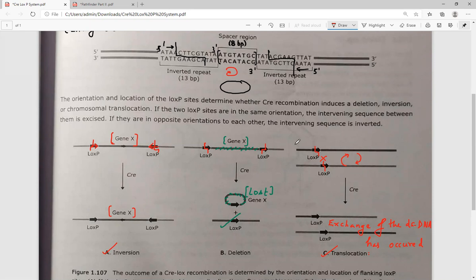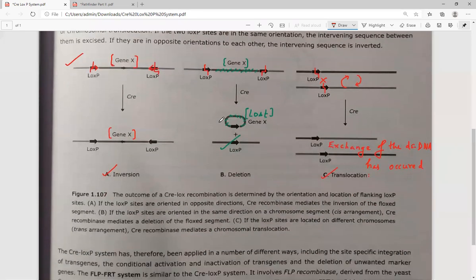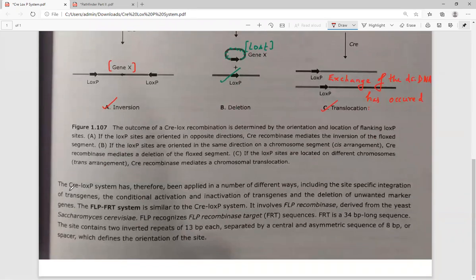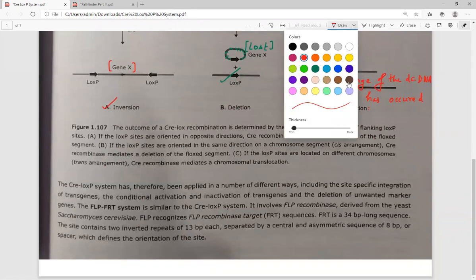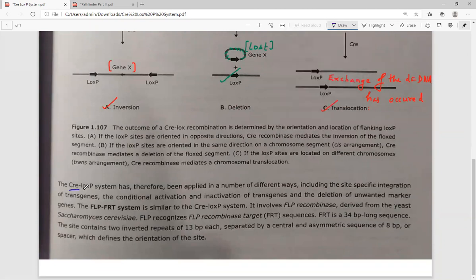Okay, I would be asking you certain questions from this particular part. There are two or three questions that have been asked, and we would be discussing that particular question in this lecture only. Okay, so the Cre-Lox recombination system. The Cre-LOX P system is a system which has been applied in a number of different experimental ways, including the site specific recombination system.